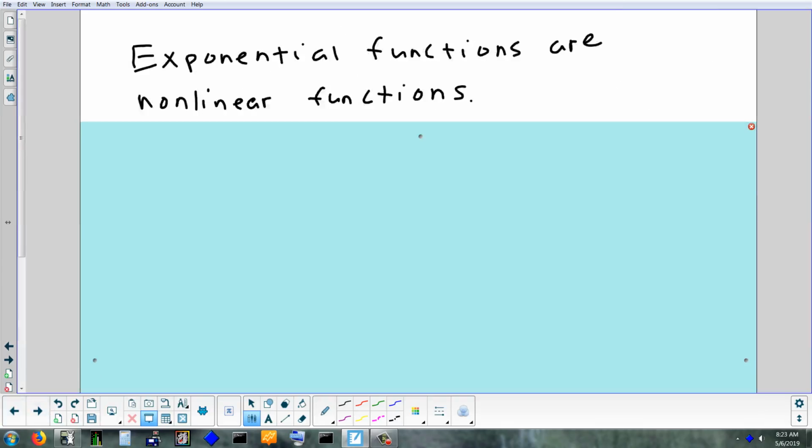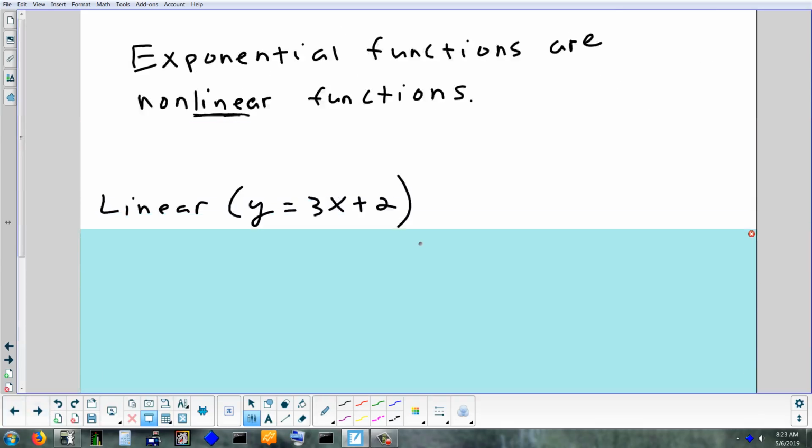So, first of all, exponential functions are non-linear. Look at the word you see right there: line. Exponential functions are not lines. And I've shown you pictures. They curve. So non-linear means that they curve. They're not straight.